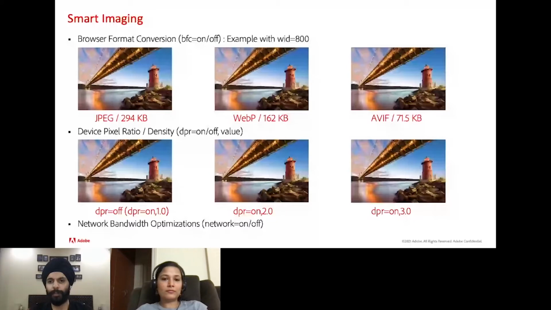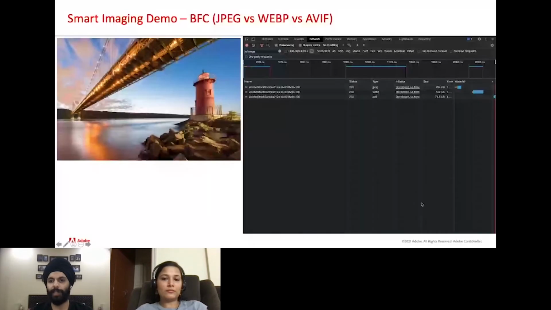In BFC, you can see this is the same image, but is being delivered with the same visual quality across all three formats. But just notice the difference in file sizes. JPEG to WebP is almost 44% size reduction, and compare this to AVIF, it's an astonishing 75% decrease in size.